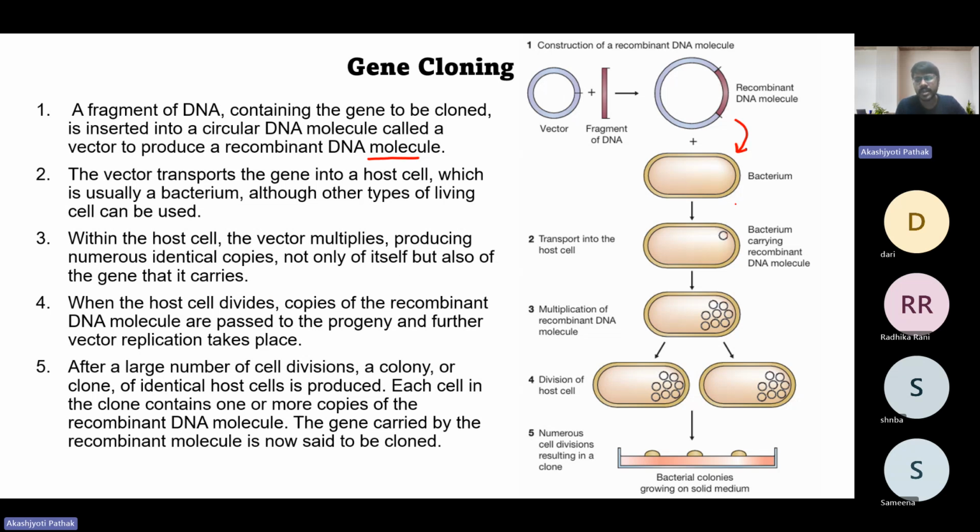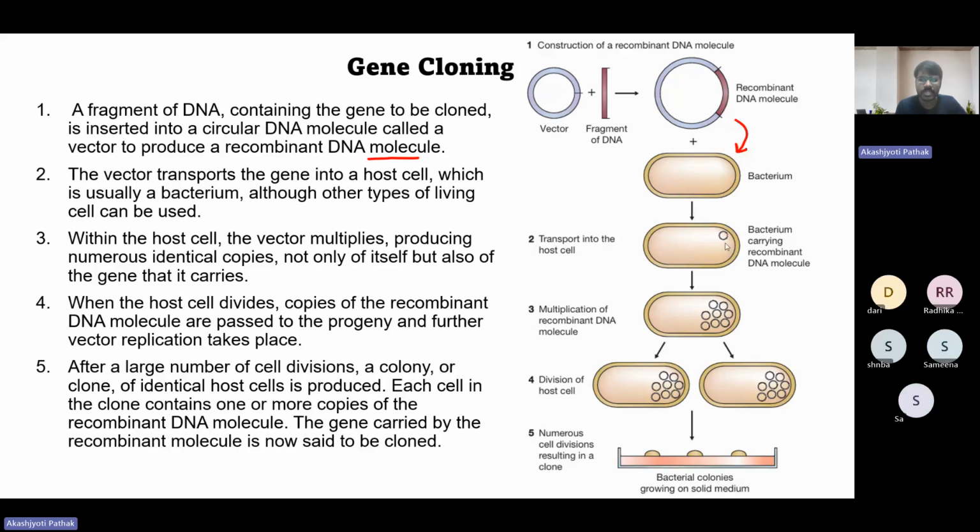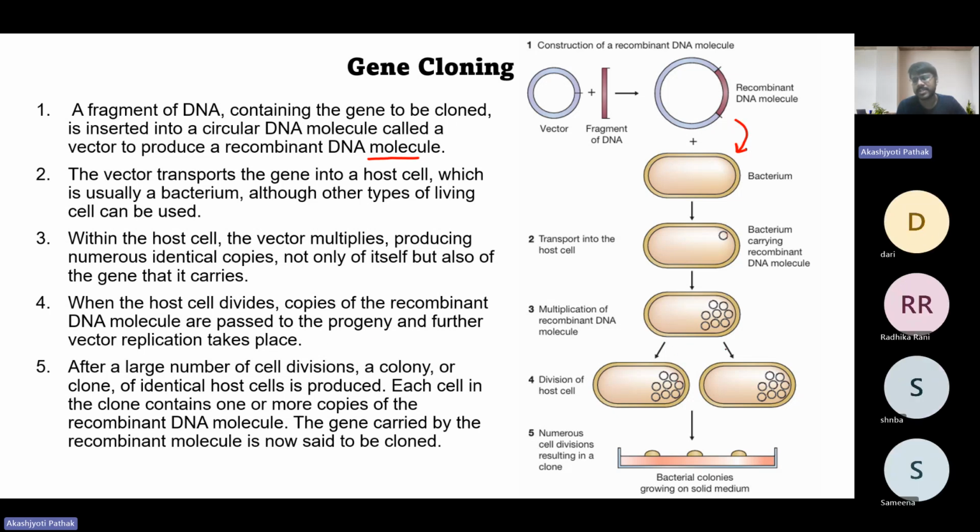Because your recombinant plasmid also contains your gene of interest, along with the multiplication of your vector, the gene of interest will also get multiplied. So when the host cell divides, the copies of recombinant DNA are passed to the progeny. Binary fission is taking place, and along with the division of the bacteria, the plasmid is also passed to the progeny.